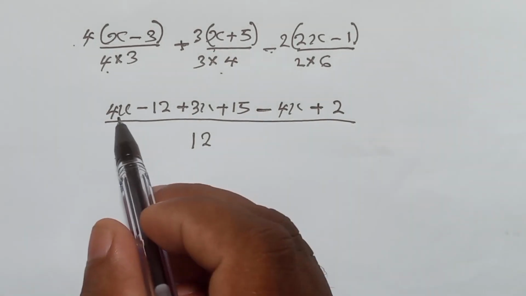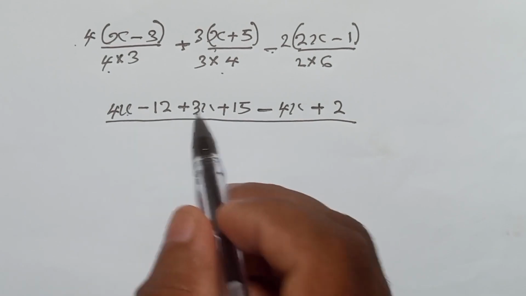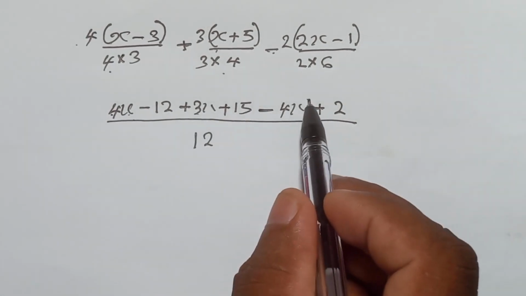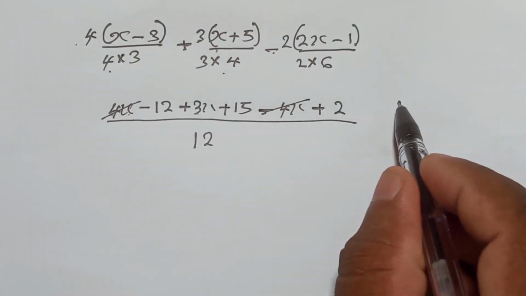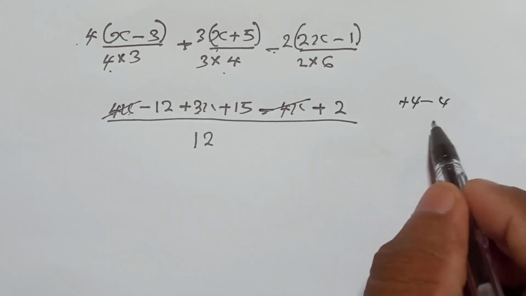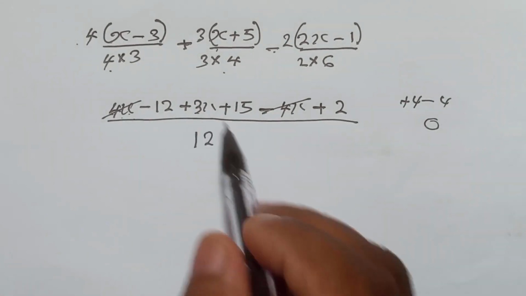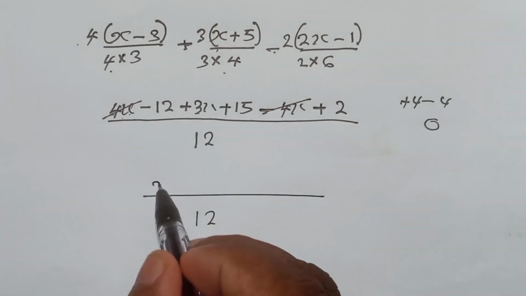Okay, now plus 4x, plus 3x, minus 4x, these are like terms, right? You can simplify. Here plus 4x and minus 4x, actually you can cancel. That means plus 4 and minus 4 will be 0. So here this cancels with this. Then we have only plus 3x remaining. Here minus 12 and plus 3x remain.